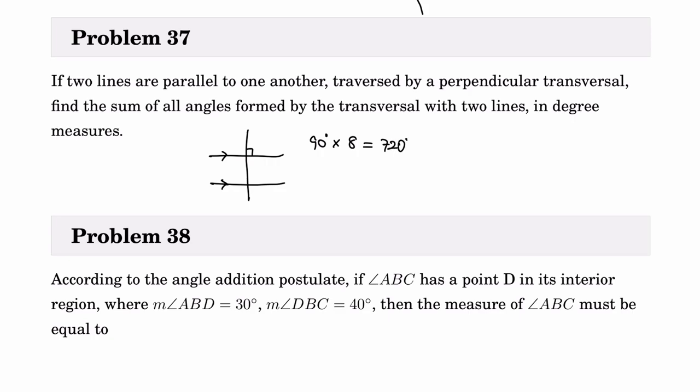In fact, this was kind of like, it's not a trick, but the perpendicular transversal is not even necessary information. Why? Because whenever we cross two lines with any transversal, the sum of all these angles that I just marked out is just going to be 360 doubled, right? Okay, so that being said, we move on to problem number 38.